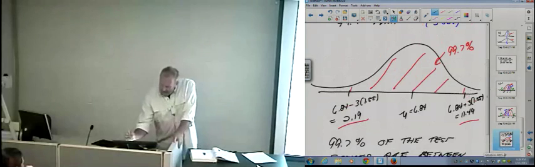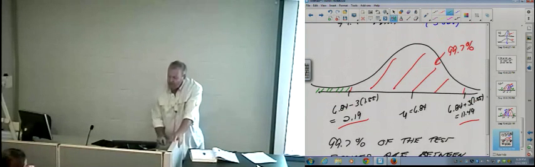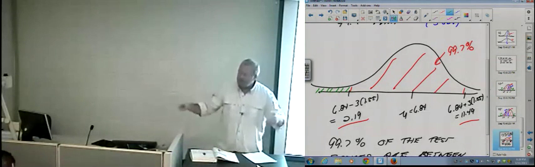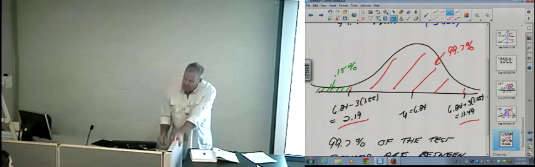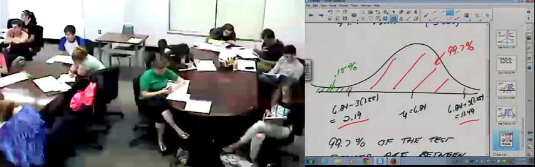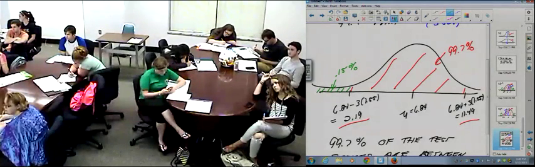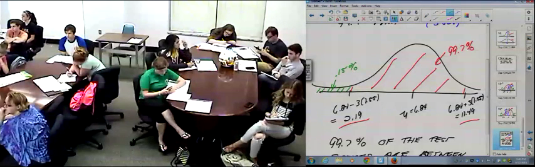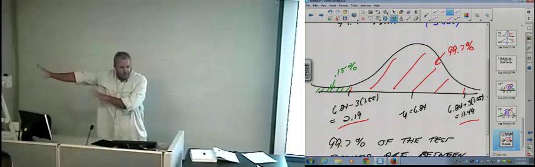Now, I'm going to come back to this picture because I want to make another statement for you. How much area is out here? Well, what's left over is 0.3, right? 0.3 divided by 2 is? Is that correct? Yeah. Obviously, the one out here to the right is also 0.15%.